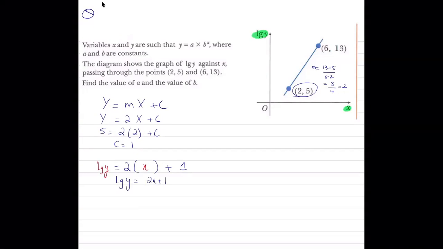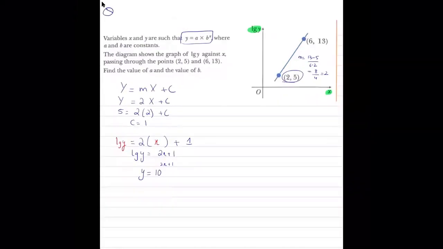I need to solve this equation and represent this in this form. So basically I want to make y the subject. lg is always to the base 10. So if I convert this from a log form into an index form, that is going to be 10 to the power of 2x plus 1. Now I have to split it up: 10 to the power of 2x times 10 to the power of 1, right? So y equals 10 to the power of 1 times 10 to the power of 2x.